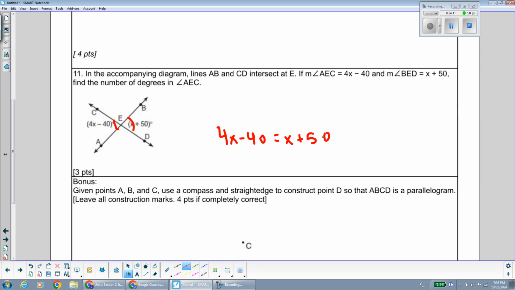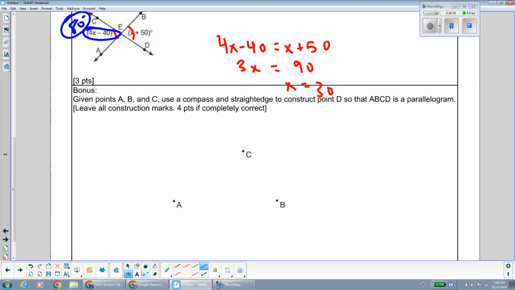So setting them equal to each other, we have x equals 90, x equals 30. Now we're looking for AEC. A lot of people plug in for the wrong angle. That's this one. All we have to do is plug right in. 4 times 30 is 120, minus 40 is 80 degrees. So make sure you box your answer, make it clear. Angle AEC.